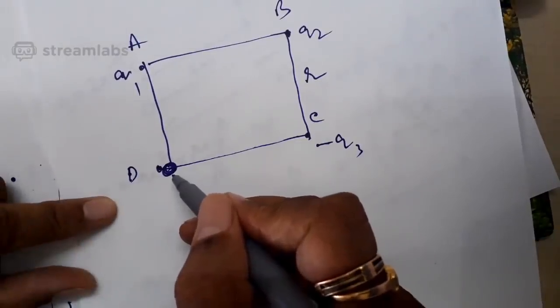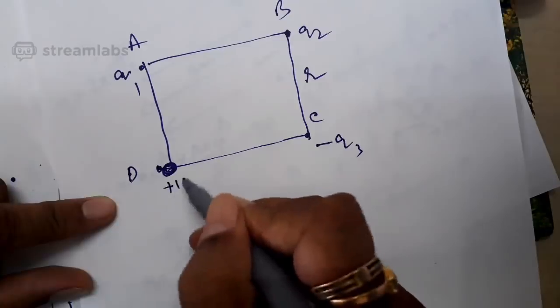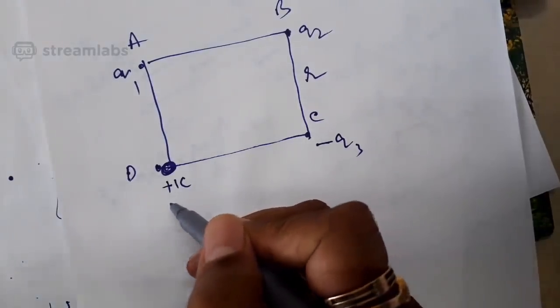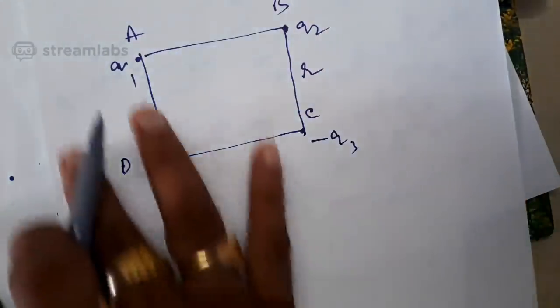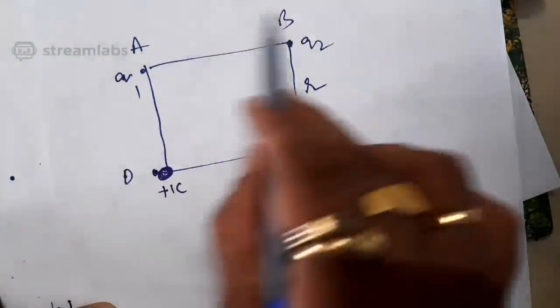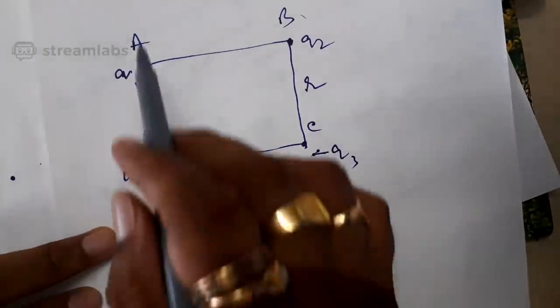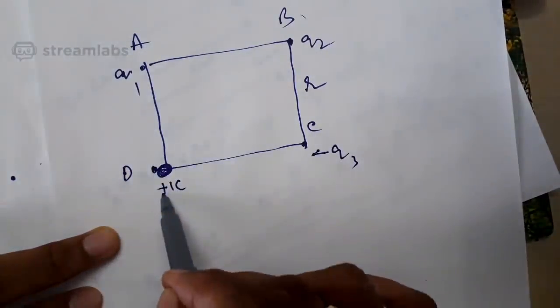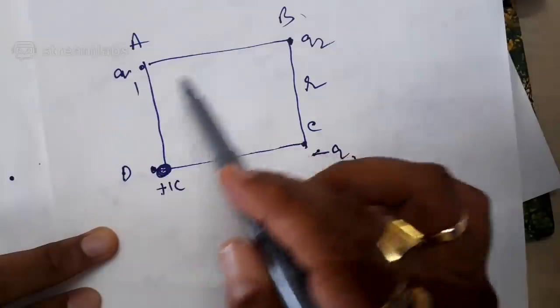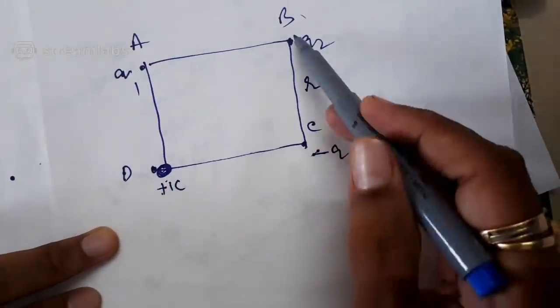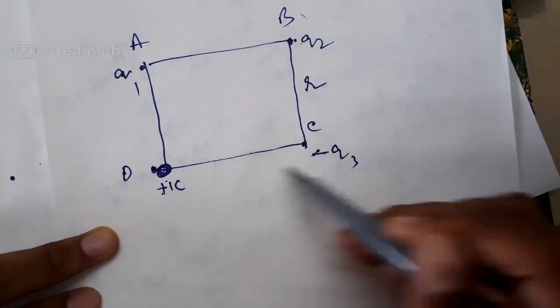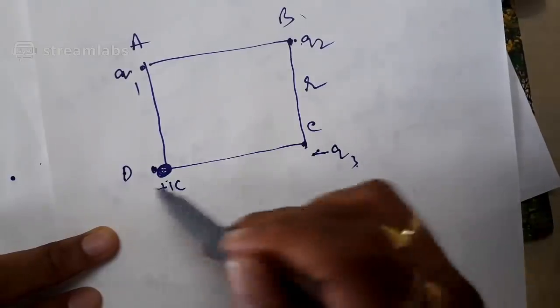If you are asked to calculate net electric intensity at D, what do you have to do? First step is assuming a +1 coulomb charge. Then you have to find out how many charges contribute to electric intensity. How many will contribute? 3. Then you have to find them individually. E1 is equal to 1 by 4 pi epsilon naught into Q1 by AD square. E2 is equal to 1 by 4 pi epsilon naught into Q2 by BD square. E3 is equal to 1 by 4 pi epsilon naught into Q3 by DC square.